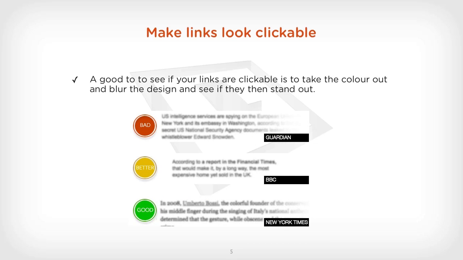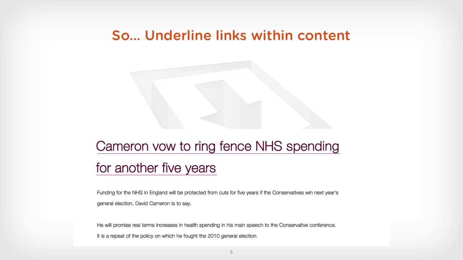A little trick is to blur your designs and take out the colour of them. In the three examples again, it's not apparent at all that it's a link on the Guardian site. On the BBC site it's slightly better with the bold, you could make that a little bit more obvious, but the underlined text on the New York Times just looks like a link even when blurred, and that's what you want to do for accessibility and usability reasons. So, underline links within content.